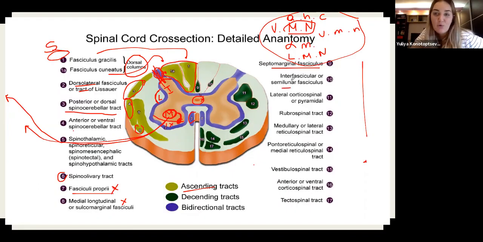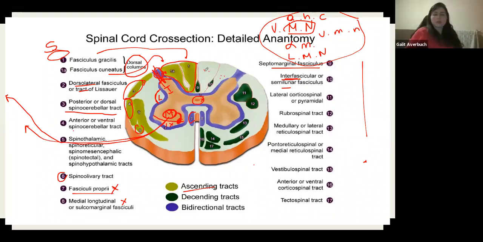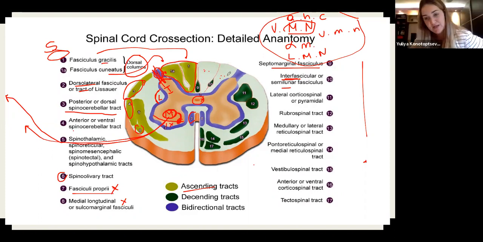Semilunar or interfascicular is going to be mentioned once. So you just have to remember it's called interfascicular because it is between which ones? Yes, between gracilis and cuneatus. So between the two ascending tracts, we have one descending, which is interfascicular or semilunar.